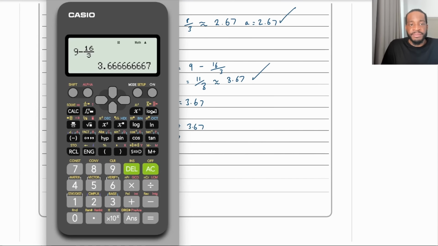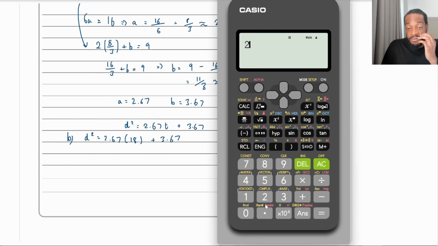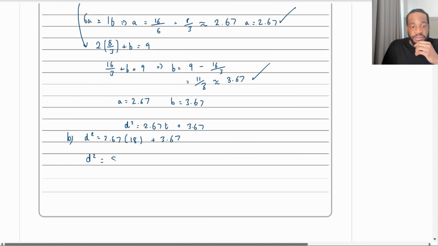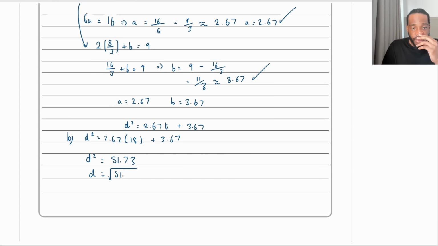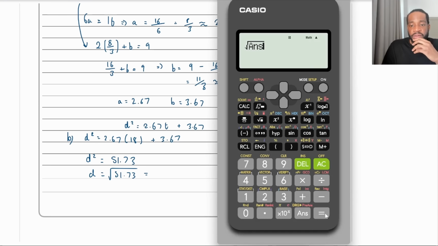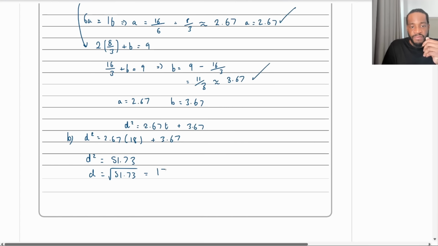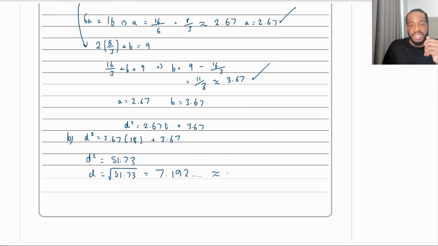So it's going to be 2.67 times 18 plus 3.67. And this is equal to 51.73, isn't it? So d squared is going to equal 51.73, which means that the distance is going to be the square root of that, 51.73, which is equal to 7.192. 7.192 to the nearest whole number is approximately 7 meters, right?